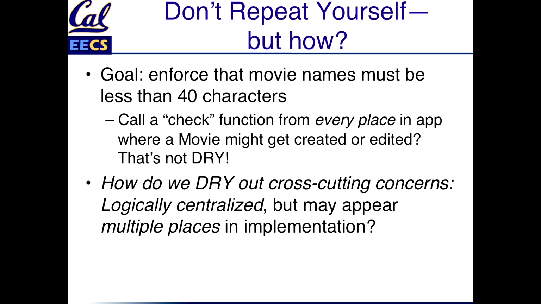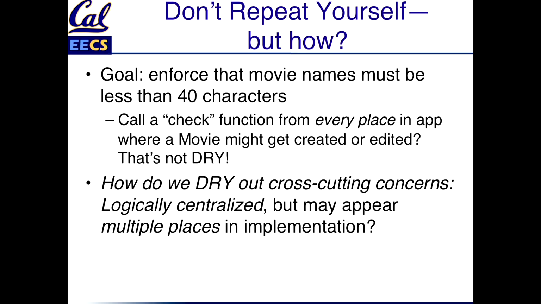So here's an example, and this is the kind of thing that comes up in a lot of apps. You want to enforce some validity constraint, let's say, on your model. So a simple example is movie names have to be less than 40 characters. It's kind of a trivial example, but how would you implement that in a typical app? Because there's probably a lot of different ways that movies could get created or updated or edited.